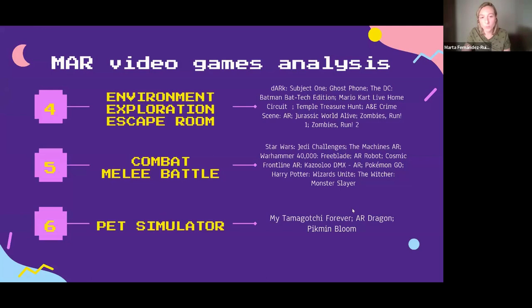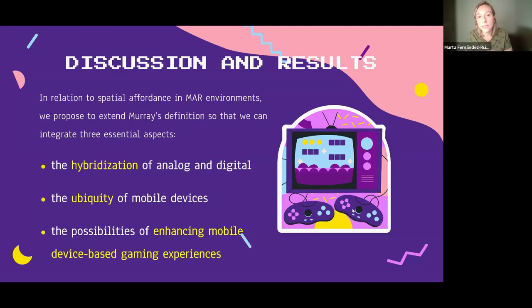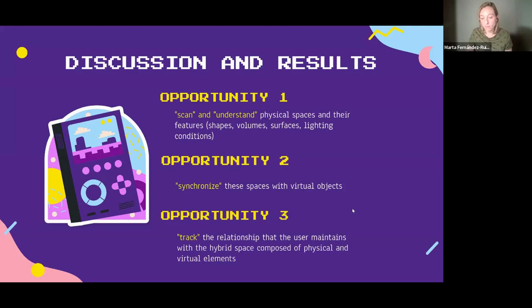And as per the discussion and the results, we on the one hand propose to extend Murray's definition of a spatial affordance, so we can integrate three essential aspects: the hybridization of the analog and the digital, the ubiquity of mobile devices, and also the possibilities of enhancing mobile device-based gaming experiences. In this sense, we think the spatial affordance has three opportunities to be more complete and to be focused on the field of mobile augmented reality games.